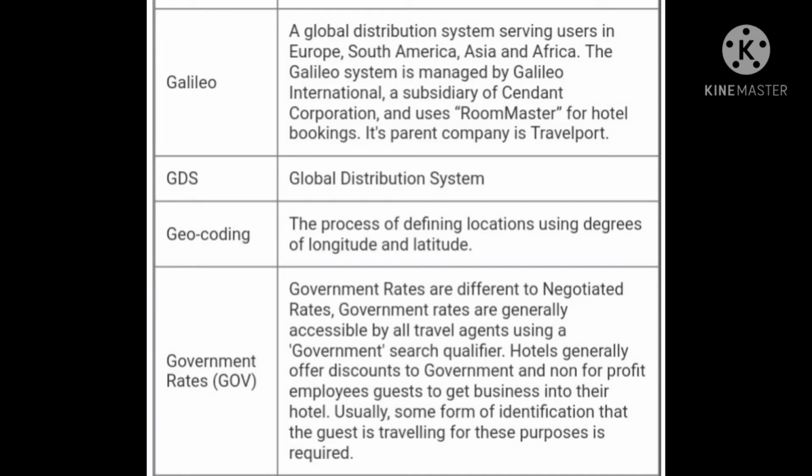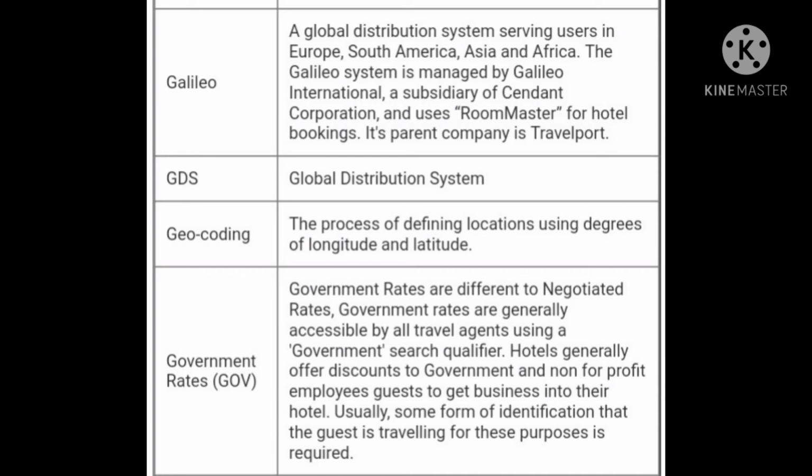Now we will go to Galileo, a global distribution system serving users in Europe, South America, Asia, and Africa. The Galileo system is managed by Galileo International, a subsidiary of Cendant Corporation, and uses Roommaster for hotel bookings. Its parent company is Travelport. And the GDS, it is the Global Distribution System. Next is geocoding, the process of defining locations using degrees of longitude and latitude.